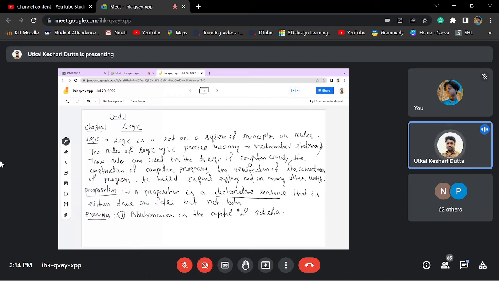See, Bhubaneswar is the capital of Odisha. It is a true fact. It may even be a false fact and still be a proposition, no problem. That means any declarative sentence that is either true or false must be a proposition. This fact is true, so it has one truth value, true. So it is a proposition.